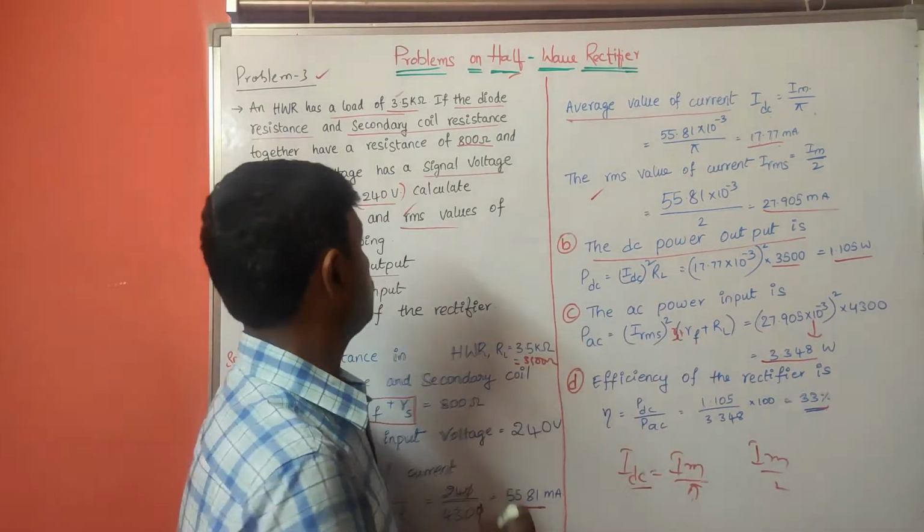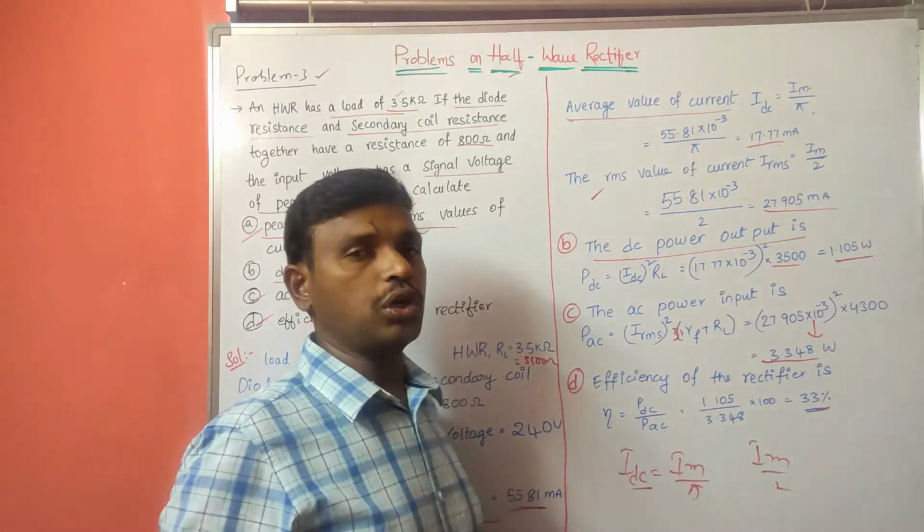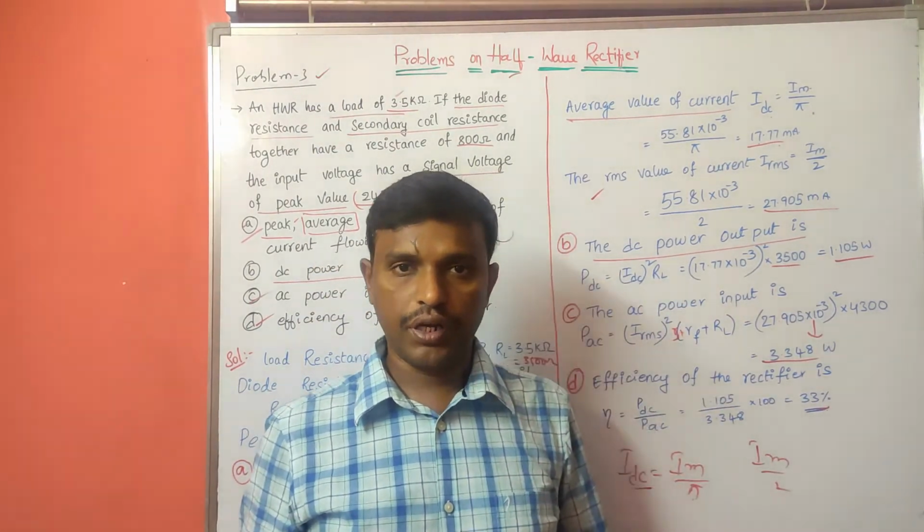So this is problem number 3. These are the 3 models we have on half-wave rectifiers.